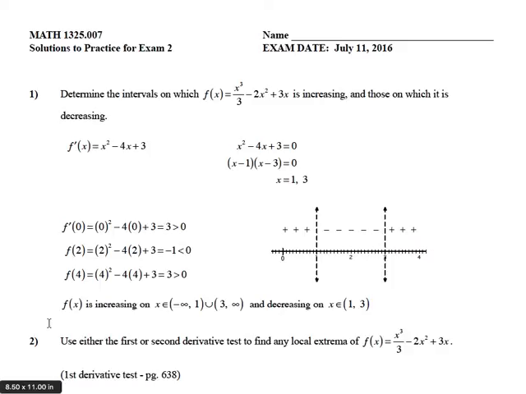So that tells us that the function is increasing from negative infinity to 1 and 3 to infinity. And notice that we use the curved brackets there to indicate that 1 is not actually included, 3 is not actually included. Everything up to 1 and everything beyond 3. Well, it's also negative between 1 and 3, and so the function is decreasing on the open interval 1 to 3.